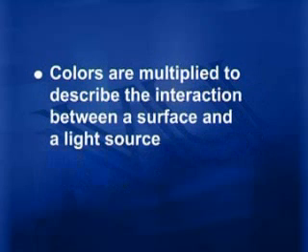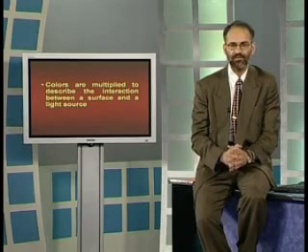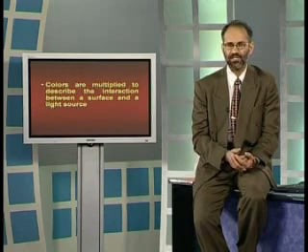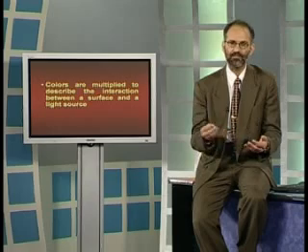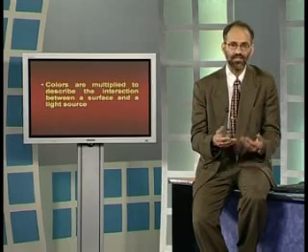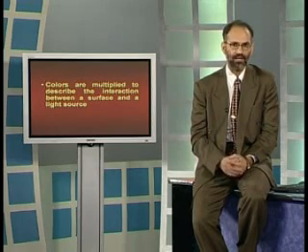Colors are multiplied to describe the interaction between a surface and a light source. The rationale behind multiplication of these colors is that we're going to make use of this piecewise multiplication to come up with the concept of how a specific surface looks when it is hit by a specific light. So where a specific kind of surface meets a specific light, what color is actually shown or seen? That is our target, and that is what we achieve using this piecewise multiplication.